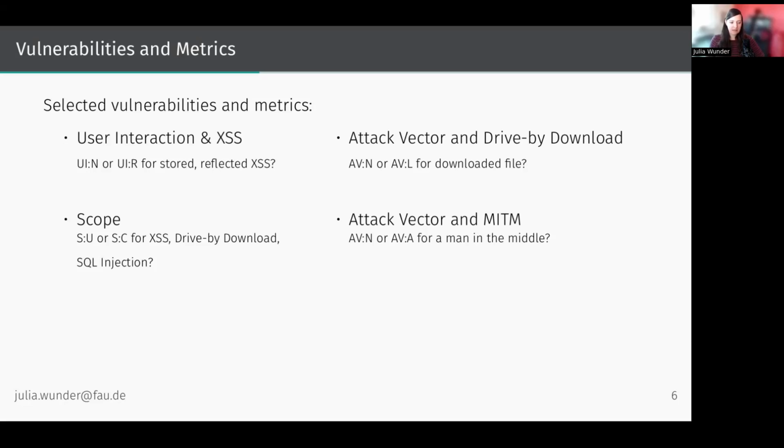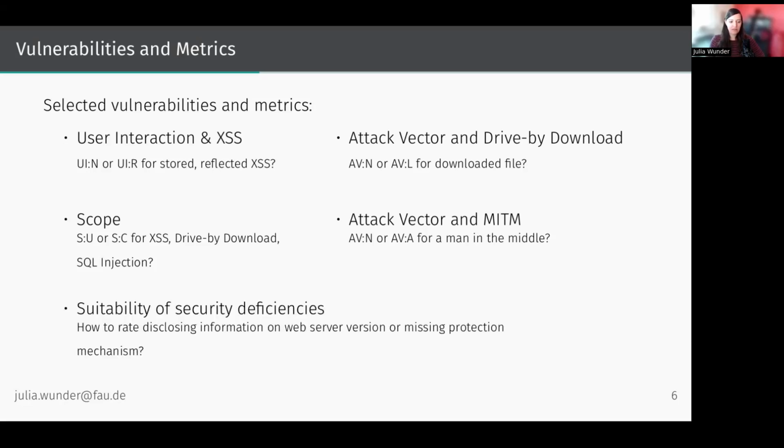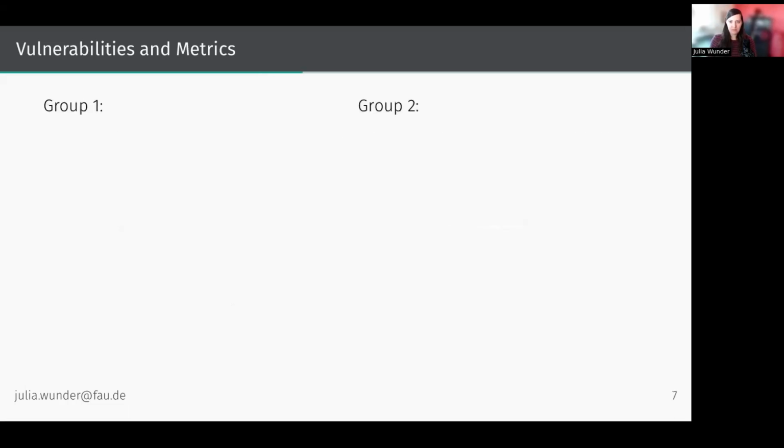And the last thing we want to know is the suitability of security deficiencies. As I said, these are not vulnerabilities on their own. And here is the question, in particular, how to rate disclosing information on a web server version or a missing protection mechanism. And these pairs then resulted in selected vulnerabilities.